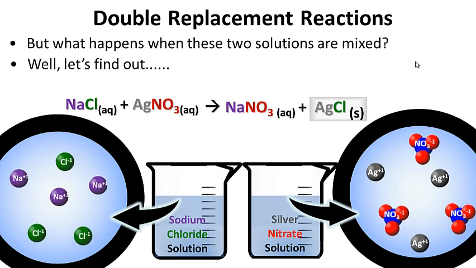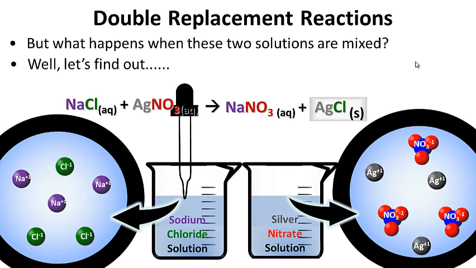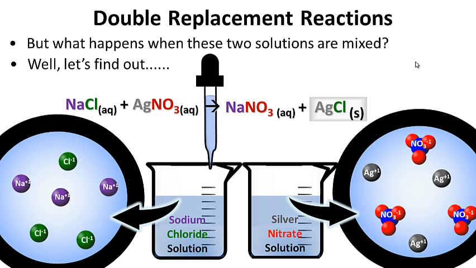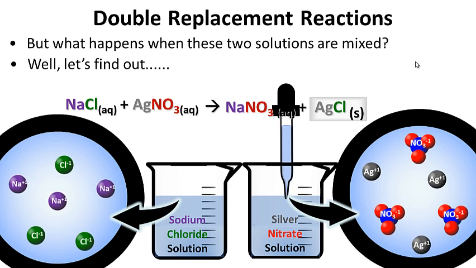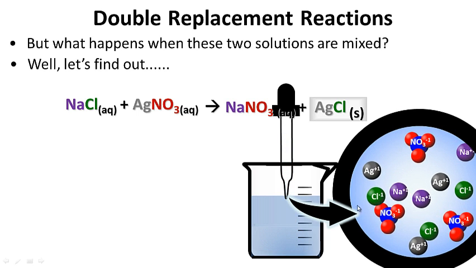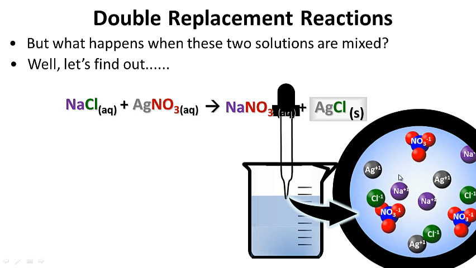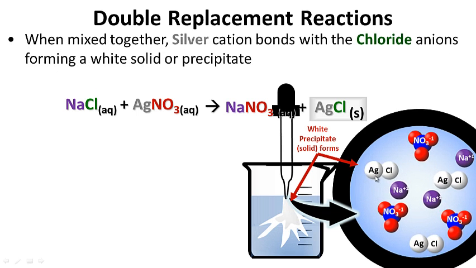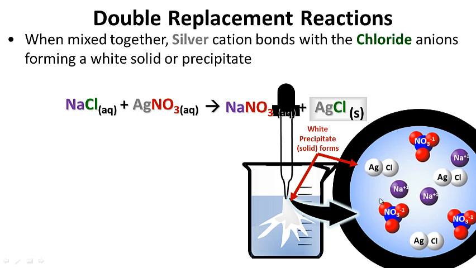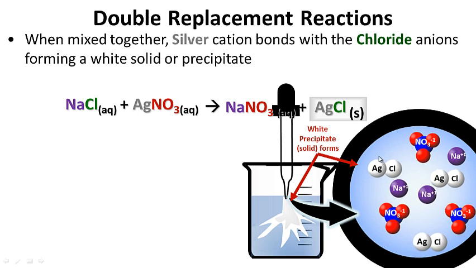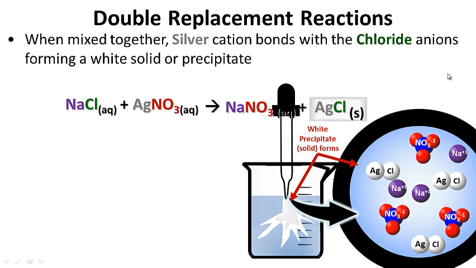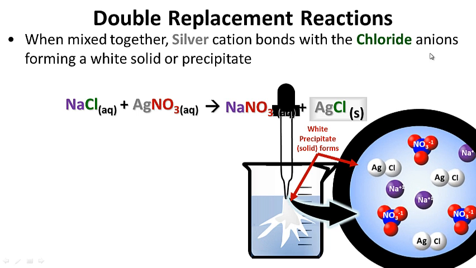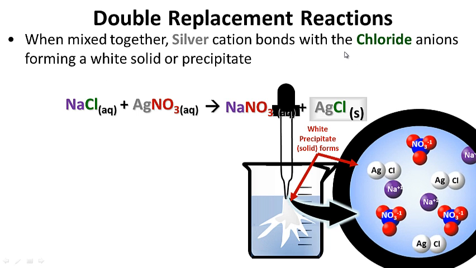Well, let's find out. Let's take some of our sodium chloride solution and mix it with our silver nitrate solution. So notice here, we have sodium and chlorine ions floating around with silver and nitrate ions. Notice the silver and the chlorine ions bond to make a white solid, silver chloride. We call this a precipitate. So when mixed together, silver cations bond with chloride anions, forming a white solid or precipitate.